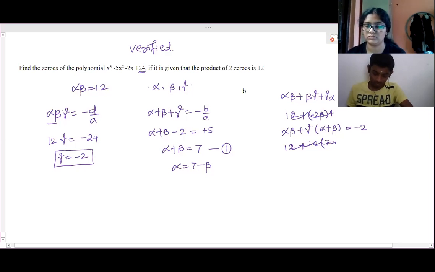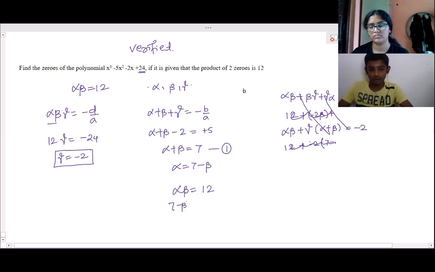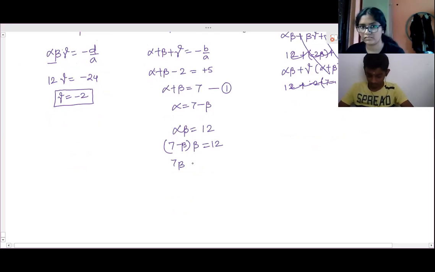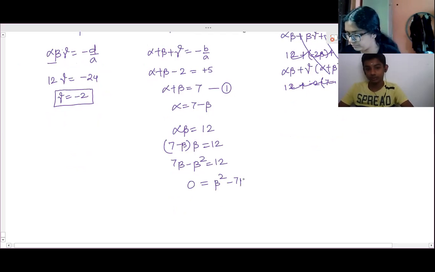No, this one is not needed. We have alpha into beta is equal to 12. So it is 7 minus beta into beta is equal to 12. So 7 beta minus beta square is equal to 12. 0 is equal to beta square minus 7 beta plus 12.